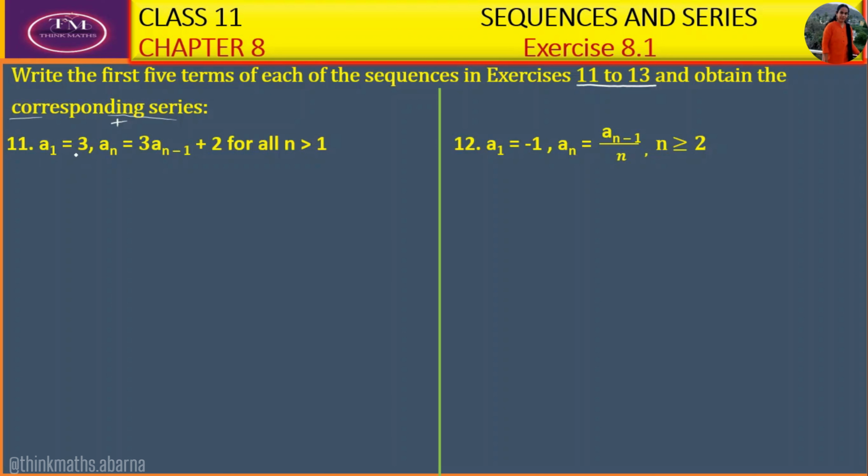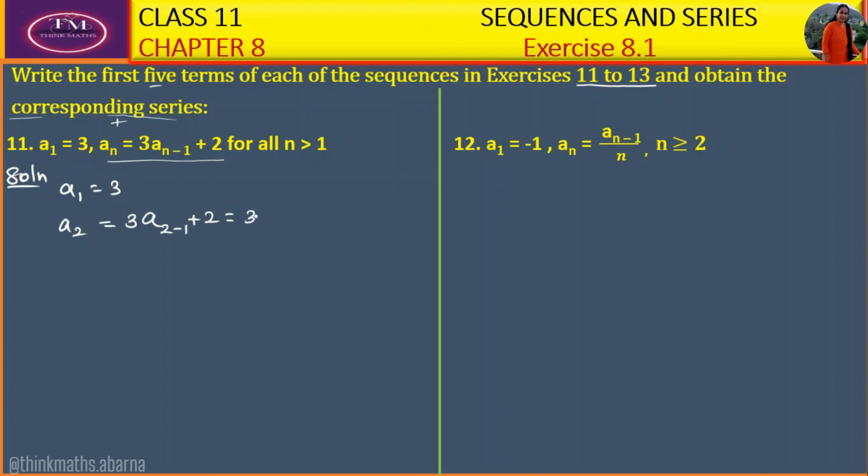a1 equal to 3. They gave the first term and they gave the general term. an equal to 3 a(n minus 1) plus 2 for all n greater than 1. Okay. So they gave the first term which is 3. So to find the second term, n greater than 1, this a2, 2 is greater than 1. From 2 up to 5, we have to find out using this formula. So a2 will be 3 into a, instead of n it is 2, 2 minus 1 plus 2.